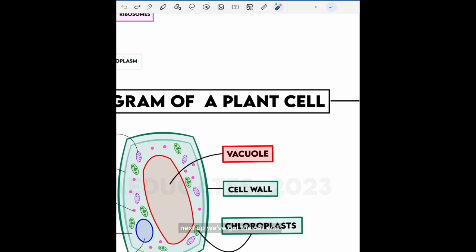Next up, we've got the cell wall. The cell wall is this outer bit. This dark green line that's running across is the cell wall. It's made up of cellulose and it gives the cell support and strengthens the cell.